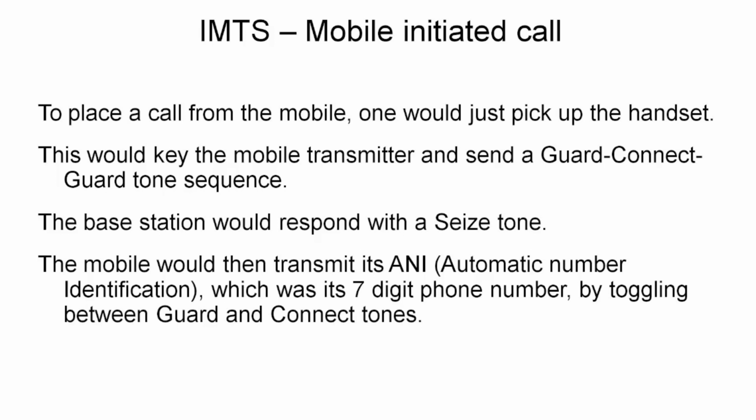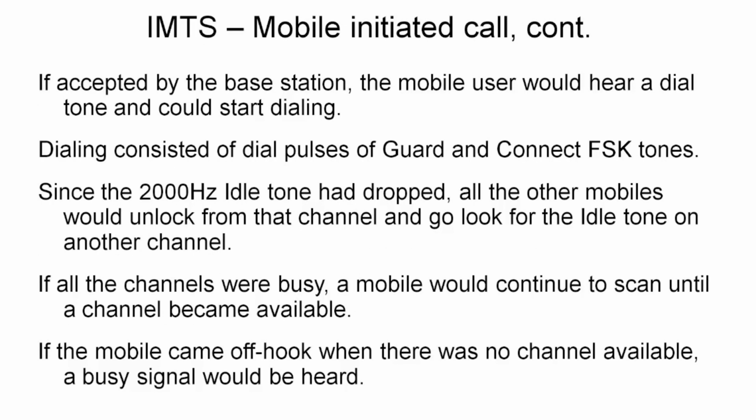This would key the mobile transmitter and send a guard connect guard tone sequence. The base station would respond with a seize tone. The mobile would then transmit its ANI, automatic number identification, which was its 7-digit phone number, by toggling between guard and connect tones. If accepted by the base station, the mobile user would hear a dial tone and could start dialing. Dialing consisted of dial pulses of guard and connect FSK tones.